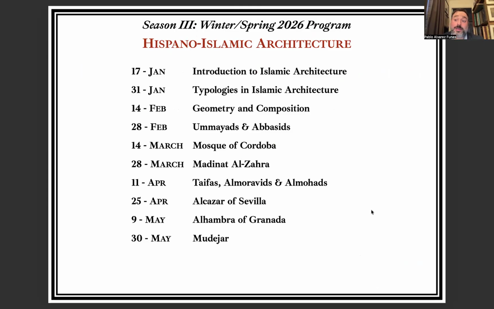We are on the third lesson of the whole program of this season. We're going to be talking about geometry and composition in general. Next, in 2 weeks' time, we will be talking about Umayyad and Abbasids, and then we will focus for the rest of the season on Hispanic Islamic buildings, the Mosque of Cordoba, Madinat al-Zahra, all the architectural production of the Taifas, the Almoravids, and the Almohads, with a little bit of a focus on Morocco and Algeria. Then we come back to Spain with the Alcázar of Sevilla, the Alhambra of Granada, and then to finalize with the Mudéjar. And then we'll see what happens in autumn.